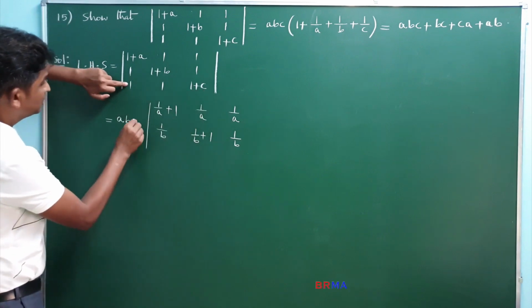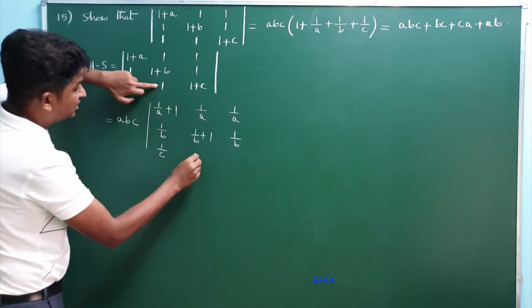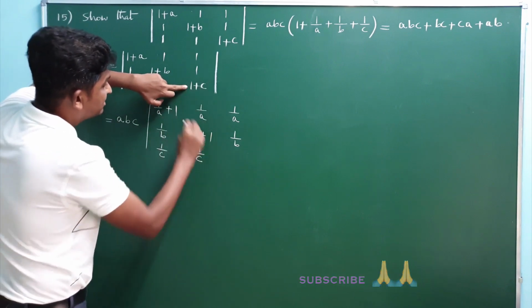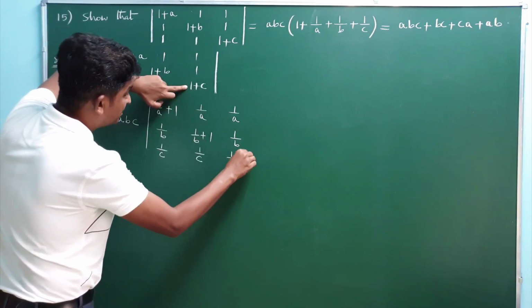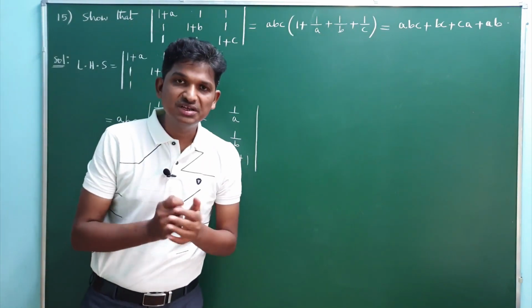From this third row, I'll take C common. Then here I'll get 1 by C, here also I'll get 1 by C. When you take C common, what you will get here? 1 by C plus 1. In the answer, 1 plus 1 by A plus 1 by B plus 1 by C is there.